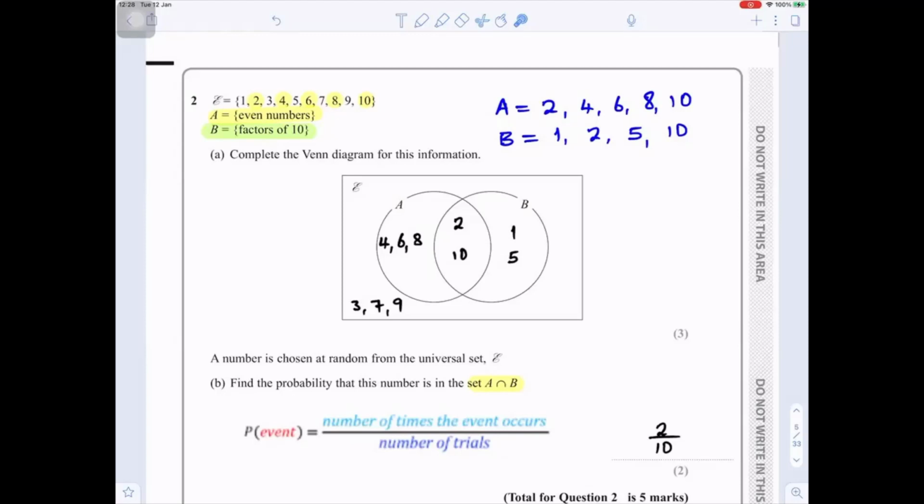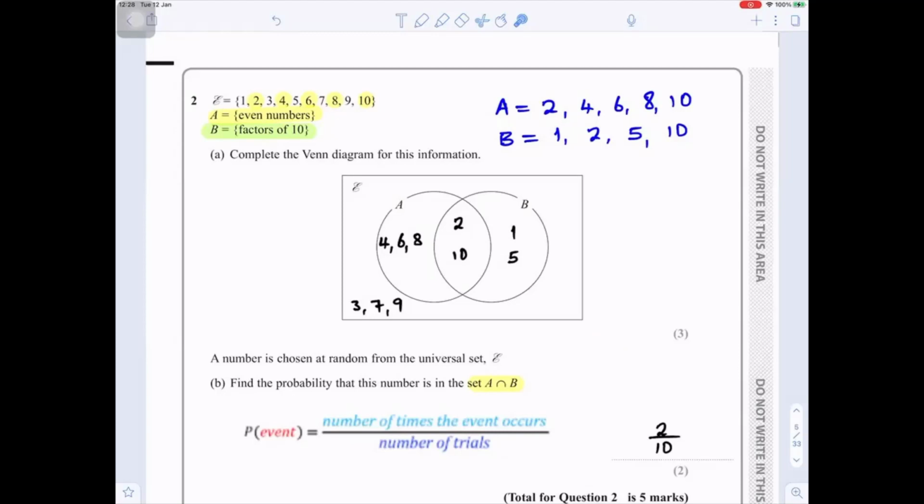A number is chosen at random from the universal set. Find the probability that this number is in the set A intersection B. How many numbers are in the set A intersection B? There are 2 numbers, 2 and 10.